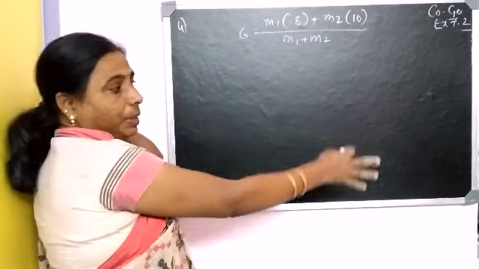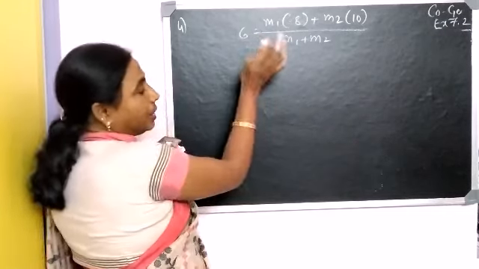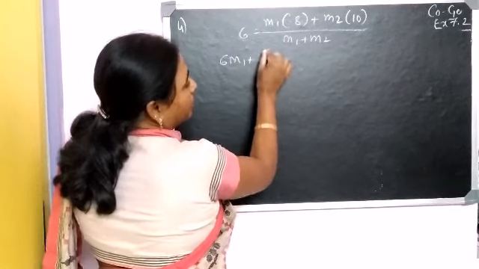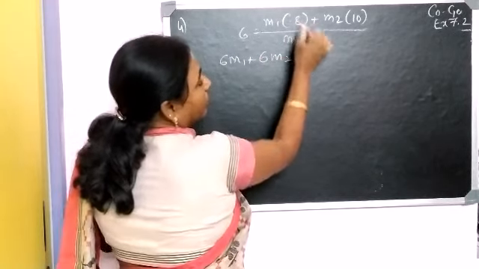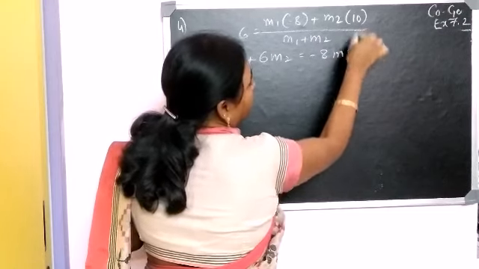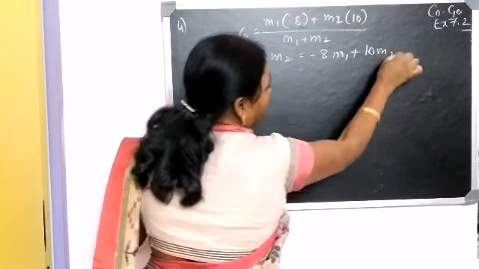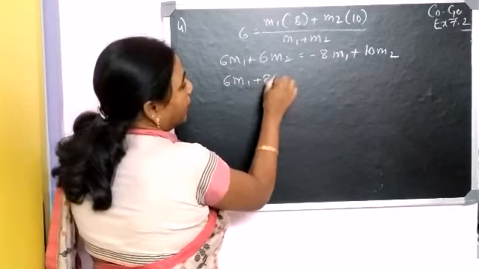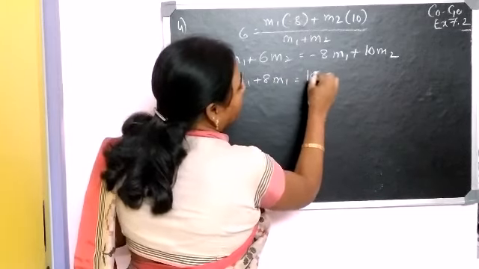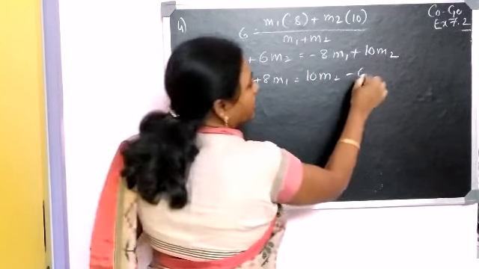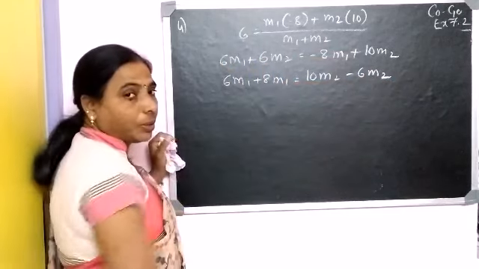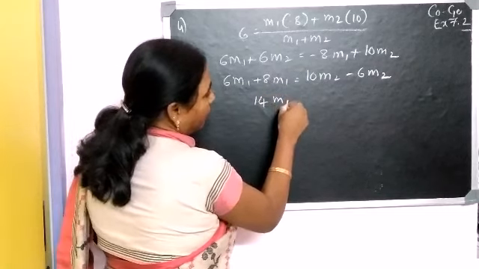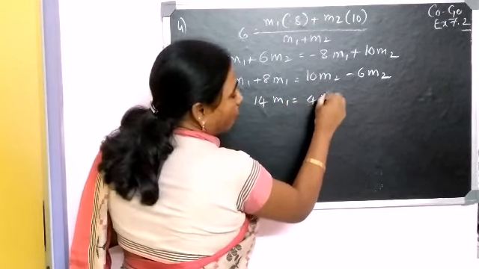See here. That second part whatever I had written here, it is here. So 6 is multiplied with this. So 6m1 plus 6 into m2 is 6m2 is equal to minus 8m1 plus 10 into m2 is 10m2. Bring this 8m1 to the other side. So 6m1 plus 8m1 is equal to 10m2 minus 6m2, when you bring it to the other side. So 6 plus 8 is 14m1. 10 minus 6 is 4m2.